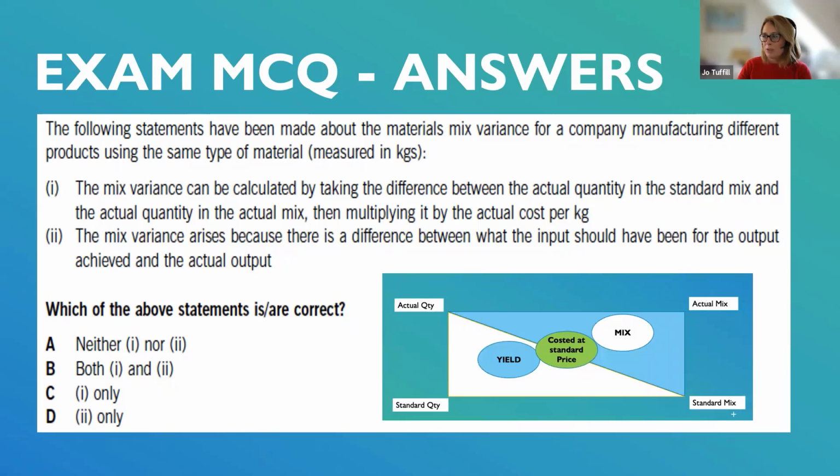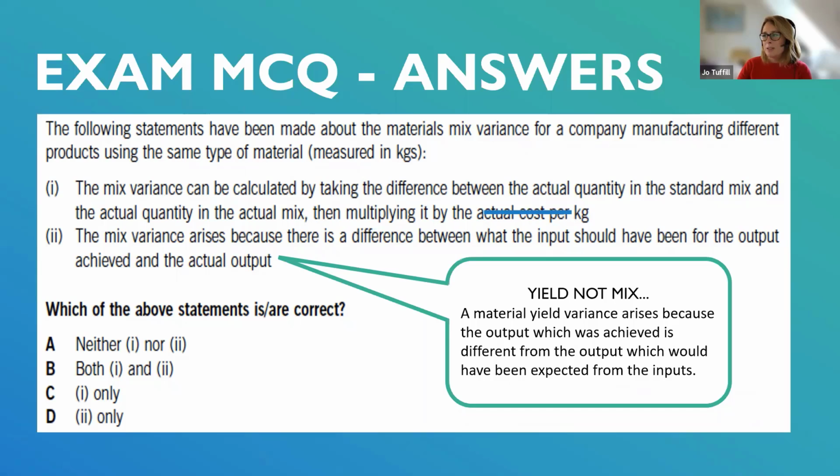Let's look at number 1 first of all. The actual quantity in the standard mix versus the actual quantity in the actual mix. Well, that's correct, but then we're multiplying it by the actual cost per kilogram. That is not correct because we've got to multiply it by the standard cost. So that's not correct. Next one.